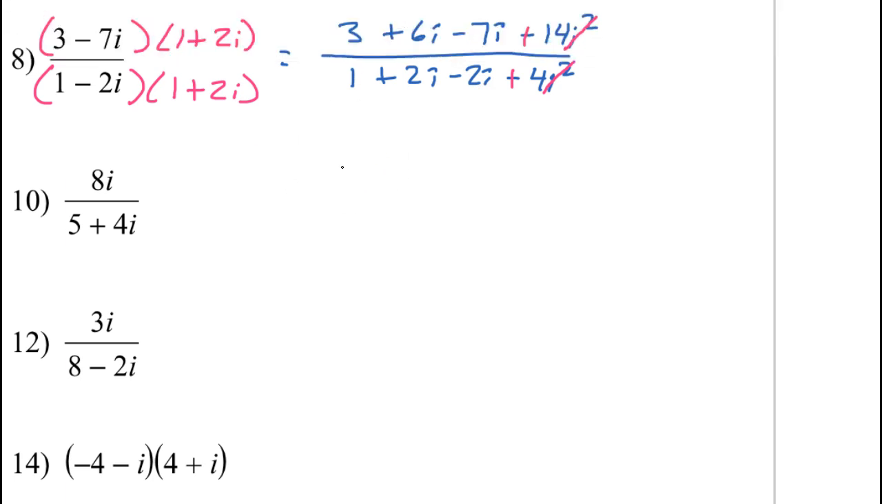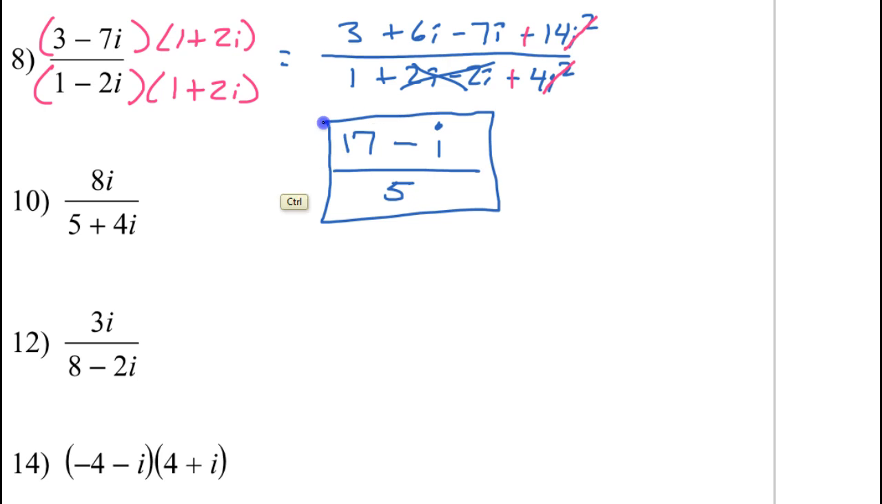So what do I have here? I have 3 plus 14, that's 17. I will put that in the front, standard form. 6i minus 7i is minus 1i, or simply minus i. The 2i and the negative 2i cancel each other out. That leaves 1 plus 4, which is 5. So this will be the final answer for number 8.